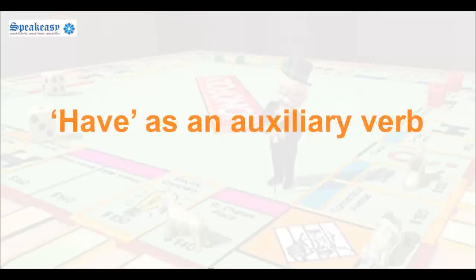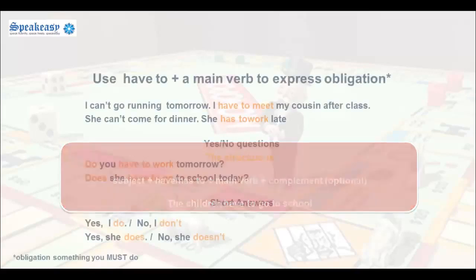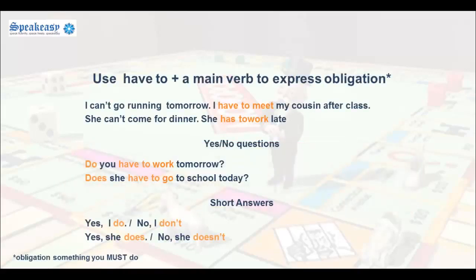Now let's look at the use of have as an auxiliary verb. The structure is the subject plus have or has to plus the main verb plus a complement, which can be optional. For example, the children have to go to school. We use have to plus a main verb to express obligation.